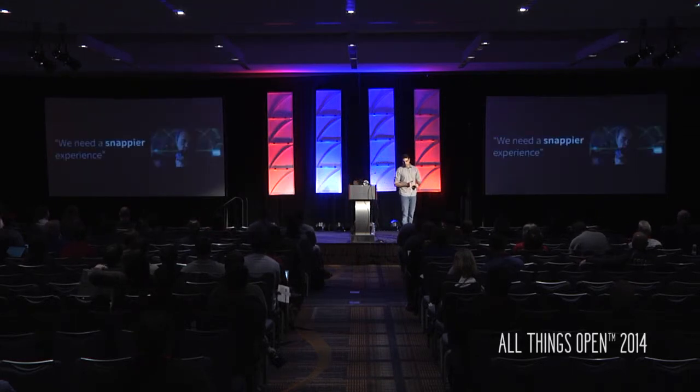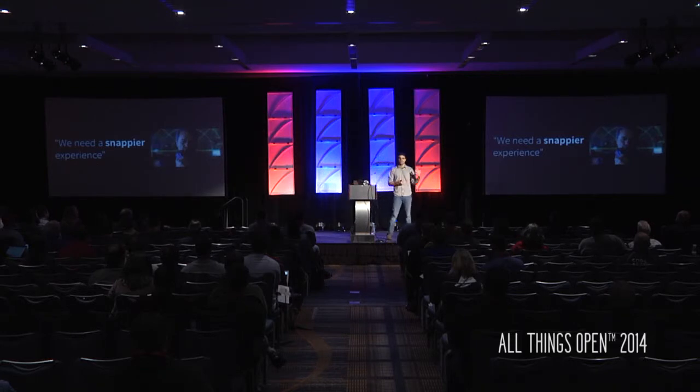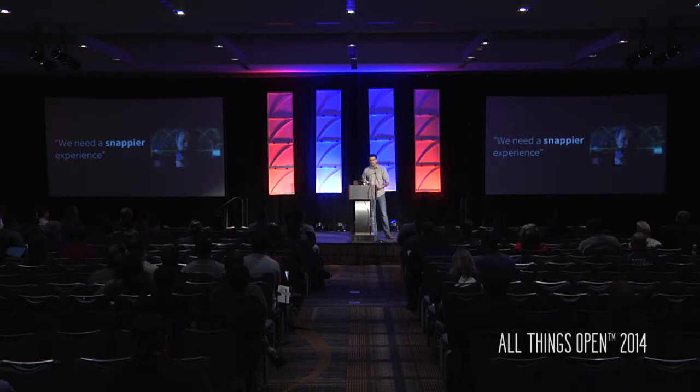Now, your client comes to you and says something like this. We need a snappier experience. And usually when they say snappy, they snap their fingers like that. So we need a snappier experience. And what this usually means is that they're looking for something more JavaScripty on the front end side of things, perhaps using a JavaScript framework like Angular, Ember, Backbone, Knockout, whatnot.